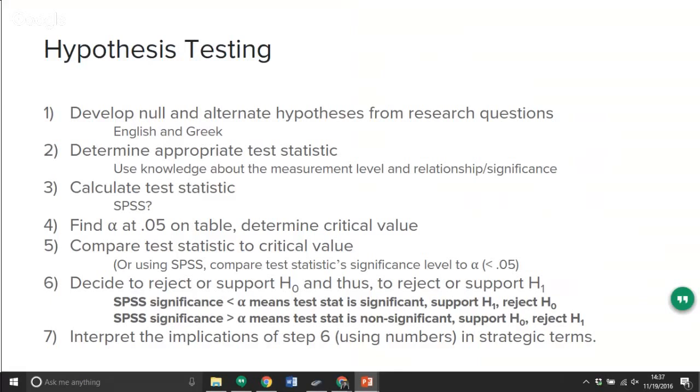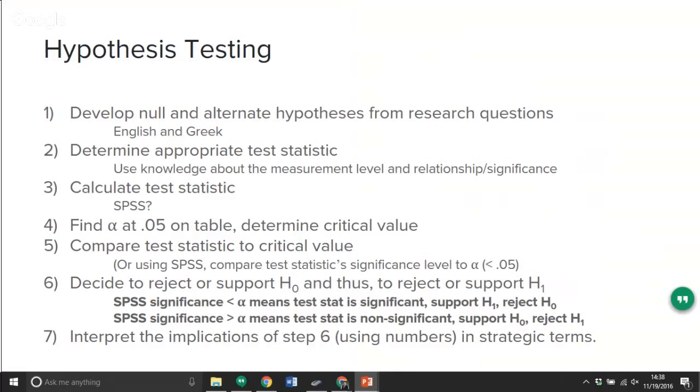If the p-value is greater than alpha, greater than 0.05, then that means the test statistic is non-significant, which means we reject the alternate hypothesis. And by logic, as you see here on the second line, if we reject the alternate hypothesis, then the logic is that we would be supporting the null hypothesis.